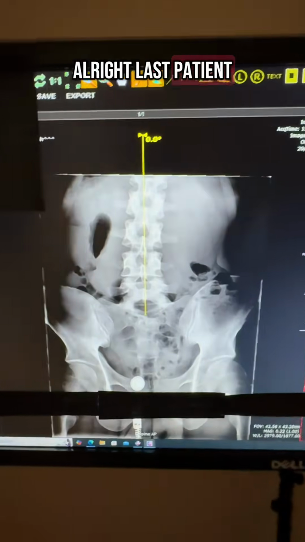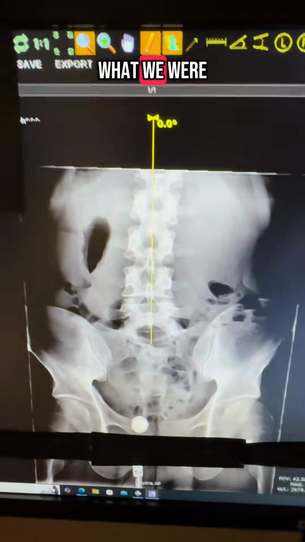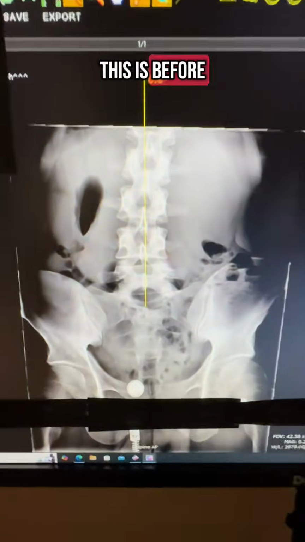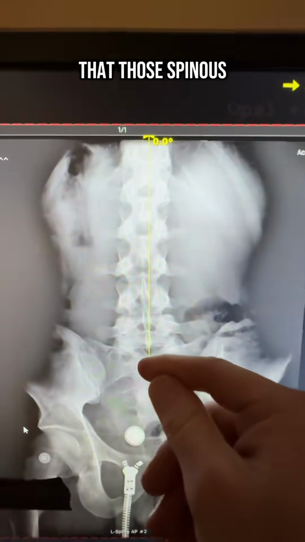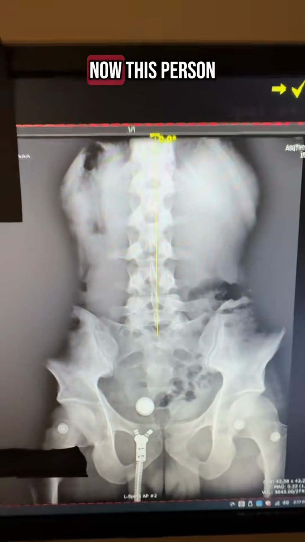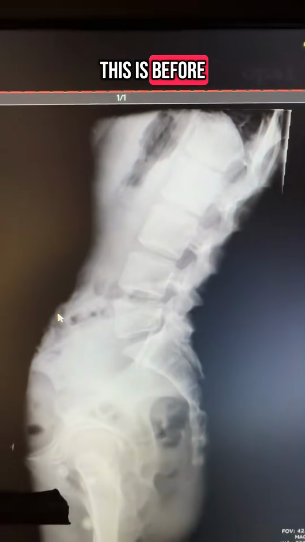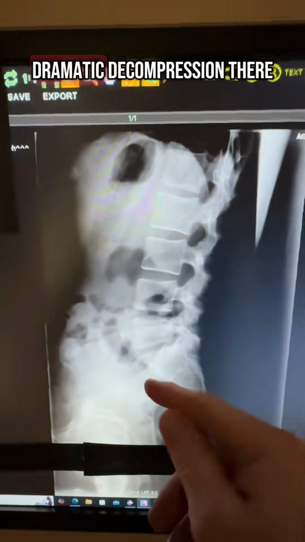All right, last patient, same thing, 30-year-old, low back pain. What we were doing is drawing a line straight up here. Spinous processes were drifting over to the right. This is before, then our after. We can see that those spinous processes are right down the middle. Now, this person had a significant amount of decompression as well. This is before. Look at the spaces between each one of the segments. This is after. Look at that dramatic decompression there.